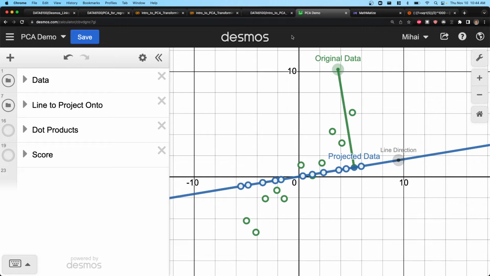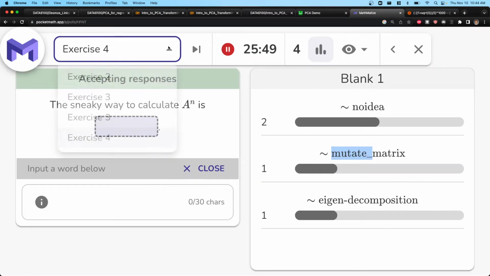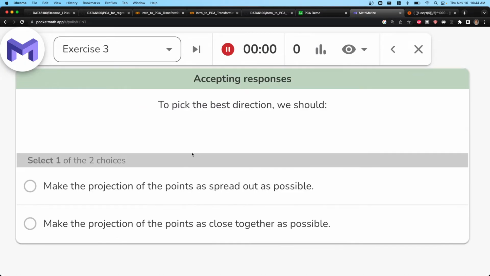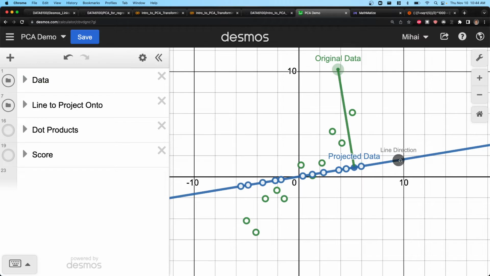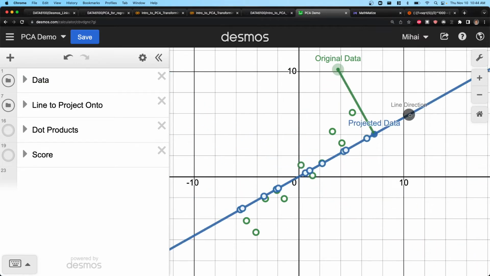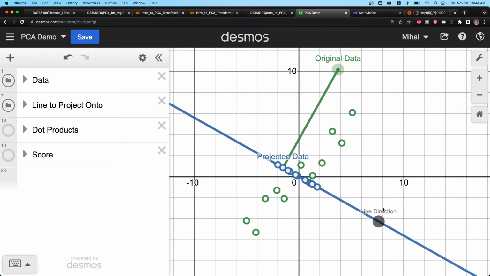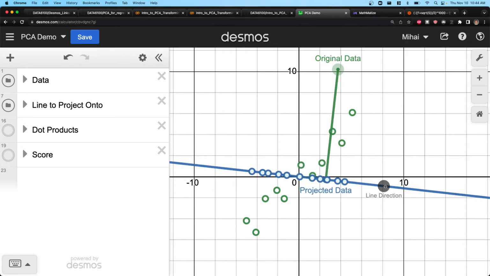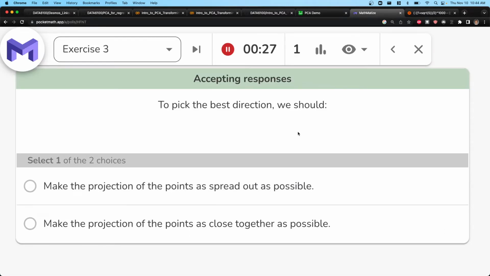I have two options for you guys. To pick the best direction, do we want to make the projection of the points as spread out as possible, or as close together as possible? I'm just thinking about where these blue dots end up, and do we want them to end up all together, or all far apart? And then, once we decide exactly what we want to do, we can do our usual thing. We make a loss function, we maximize it, that kind of stuff. So take a stab at this. Tell me what is the best thing we should do.